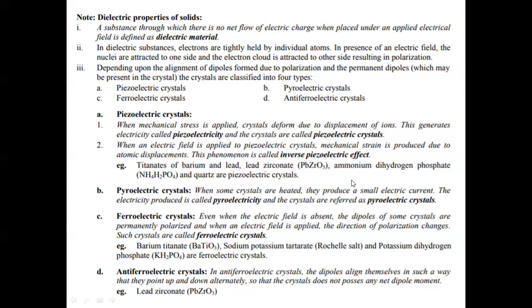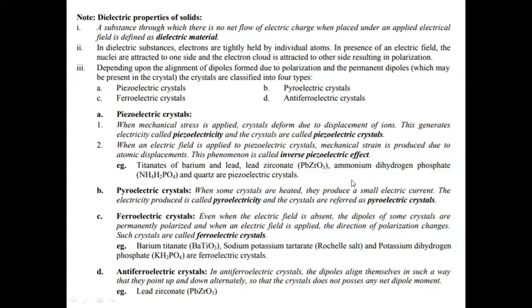The second type is pyroelectric crystals. When some crystals are heated, they produce a small electric current. The electricity produced is called pyroelectricity, and the crystals are referred to as pyroelectric crystals. Then the third type, ferroelectric crystals. Even when the electric field is absent, the dipoles of some crystals are permanently polarized, and when an electric field is applied, the direction of polarization changes. Such crystals are called ferroelectric crystals. Examples: barium titanate, sodium potassium tartrate, also known as Rochelle salt, and potassium dihydrogen phosphate.